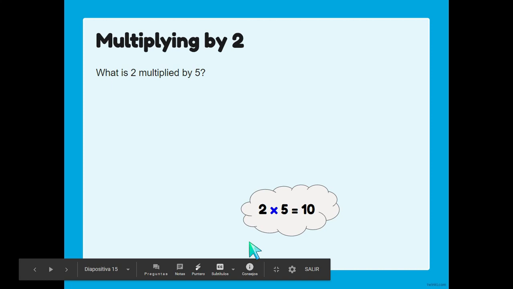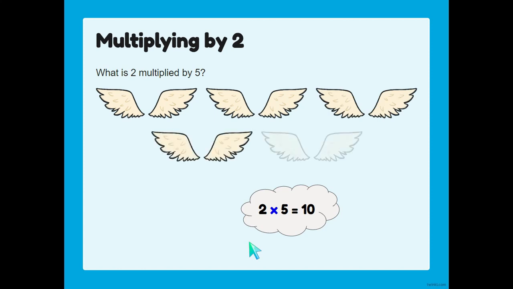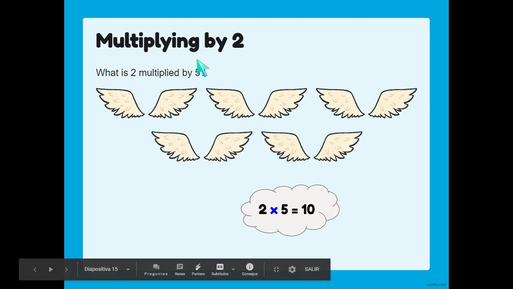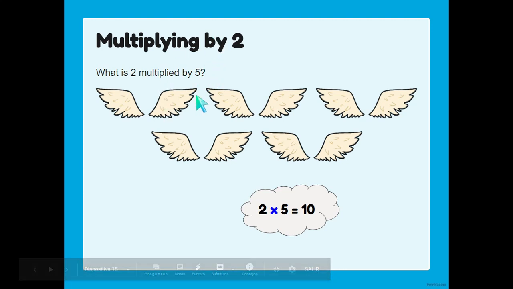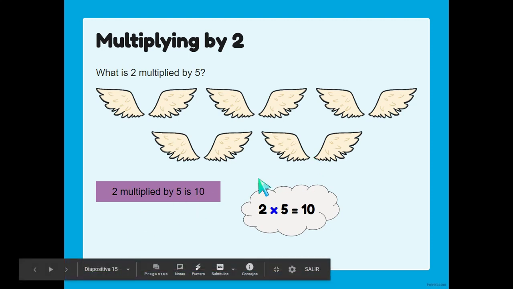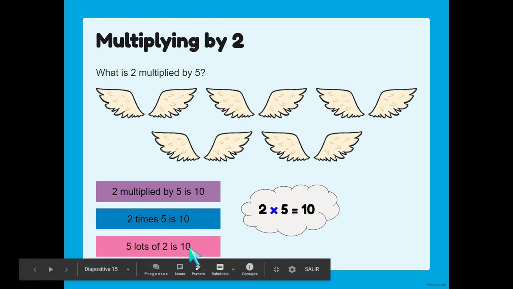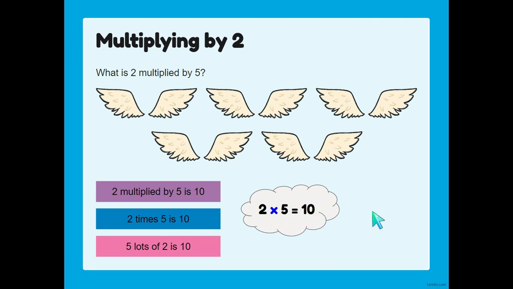Another example, what is 2 multiplied by 5? And in this case, we're going to use wings. So 2 multiplied by 5 is the same as 2 plus 2 plus 2 plus 2 plus 2. We can say that 2 multiplied by 5 is 10. 2 times 5 is 10, or 5 lots of 2 is 10. And here is the numeric representation of this operation.